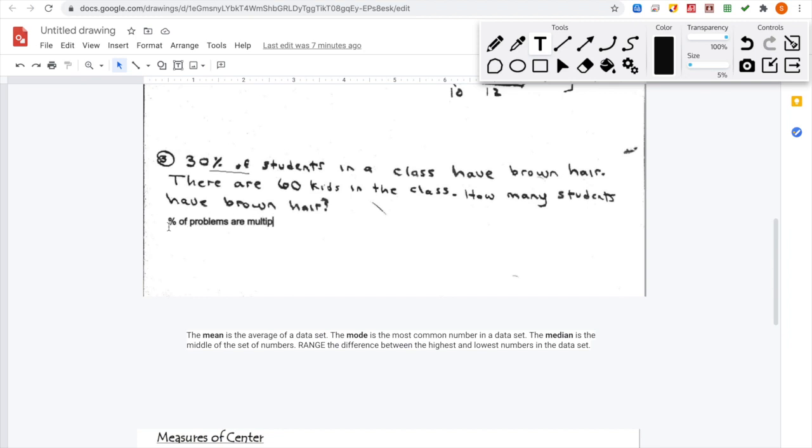are multiplication. So we're going to take our original amount, our total amount of kids, 60, and multiply it by 30%. We can't multiply by a percent, so we need to turn it into a decimal. Just like we did earlier, we're going to go over 1 over 2. So it's going to be 60 times 0.30. And all you need to do is multiply that out. And that'll tell you how many kids have brown hair.